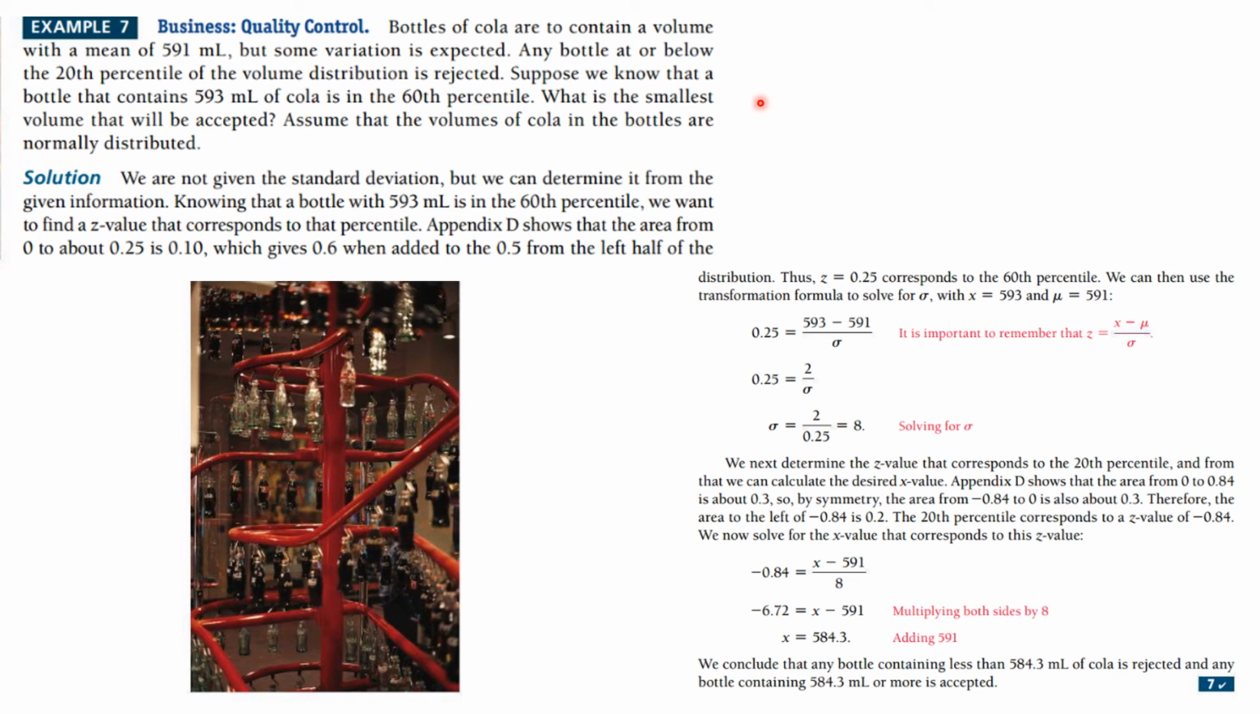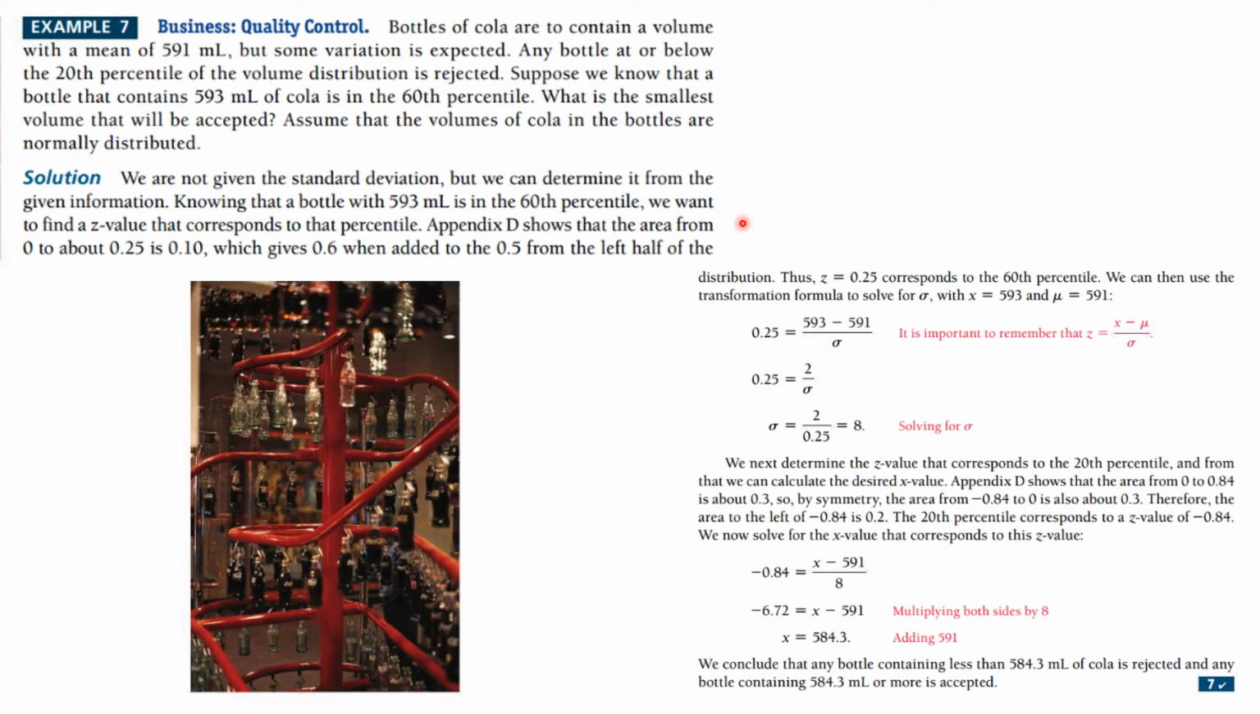Suppose we know that a bottle that contains 593 milliliters of cola is at the 60th percentile. What is the smallest volume that will be accepted? So this is the 60th percentile. Now we are not given the standard deviation, but we can determine it from the given information.